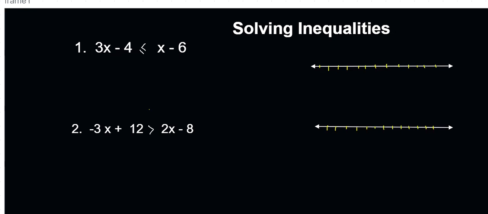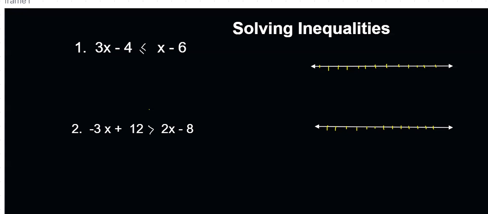When you divide or multiply both sides of an inequality by a negative number, you have to switch the inequality around. So if you started with a less than symbol, you would end with a greater than symbol. And that's something I'm going to show you today. So let's get started here.